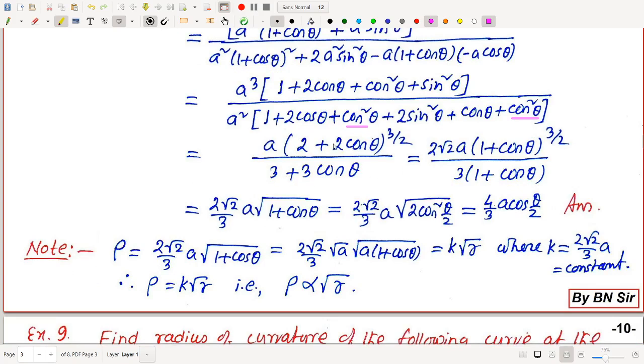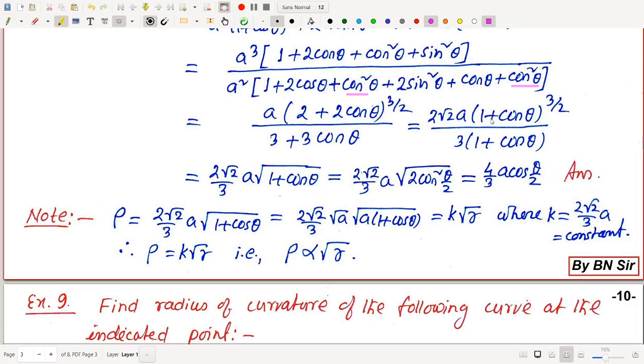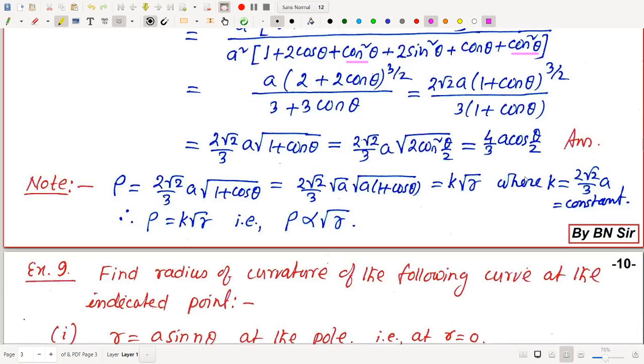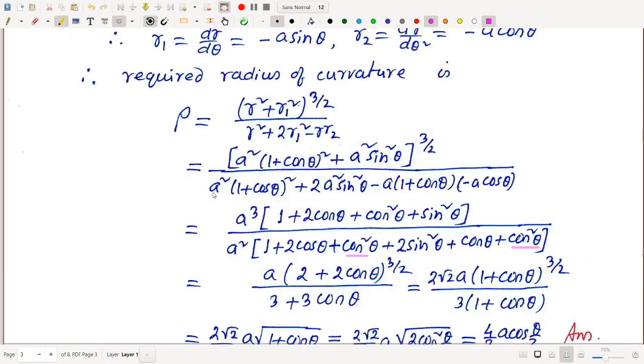so 3 common, here 2 common, and 2 common means 2 to the power 3 by 2, which we have written as 2 root 2. So this 1 plus cos theta to the power 3 by 2 by 1 plus cos theta again gives 3 by 2 minus 1 means half, that is root over 1 plus cos theta. So 2 root 2 by 3 a into root over 1 plus cos theta, and 1 plus cos theta is 2 cos square theta by 2, trigonometry formula. So we get finally root 2 means 4 by 3 a cos theta by 2. This is the radius of curvature at any point for this curve.